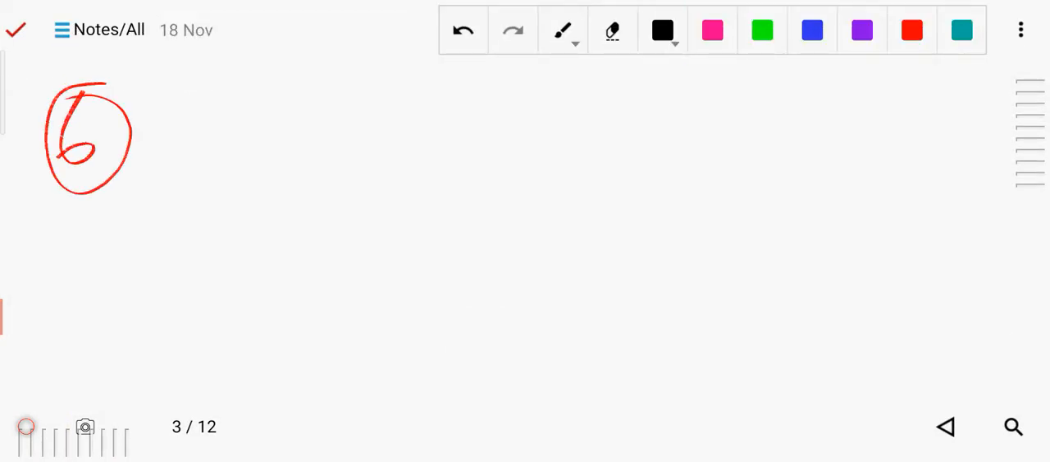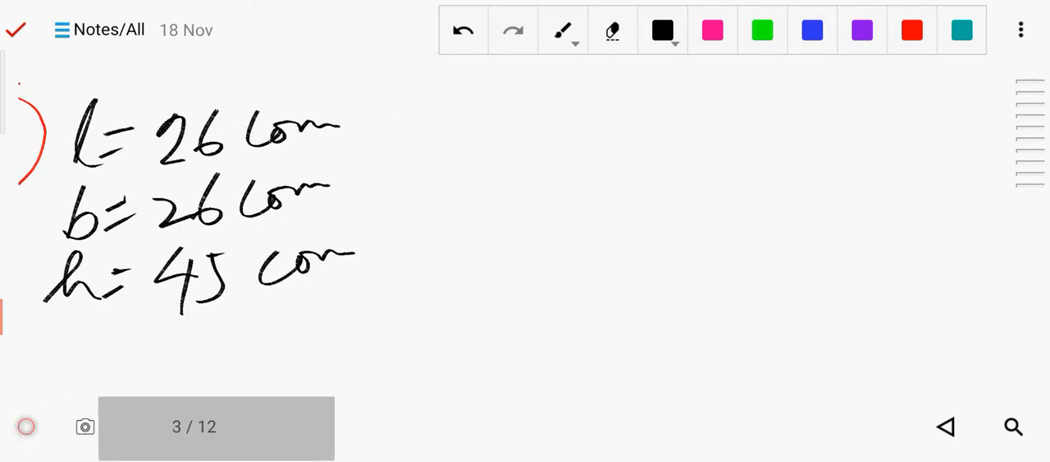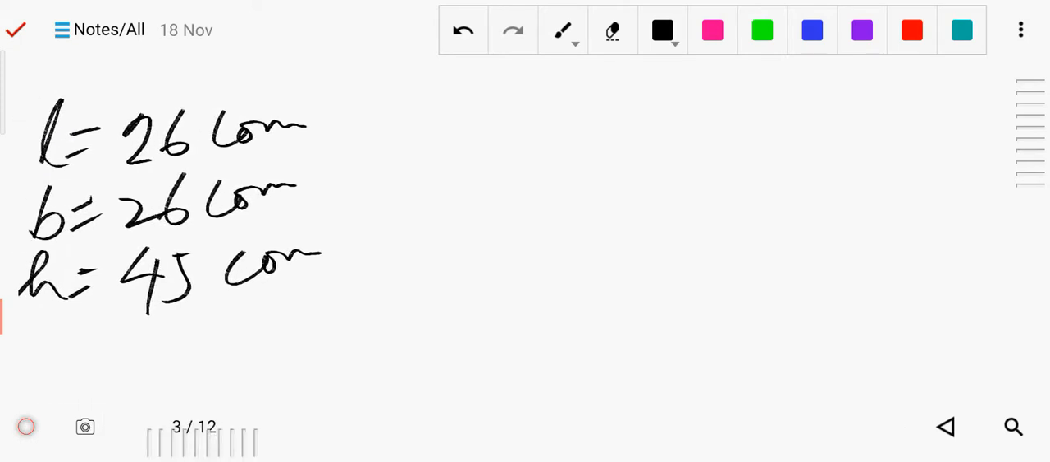So first of all you have to write the dimensions. L is given as 26 centimeter. Again, B is given as 26 centimeter and H is given as 45 centimeter. Okay, these dimensions are given. Now we will find the surface area.